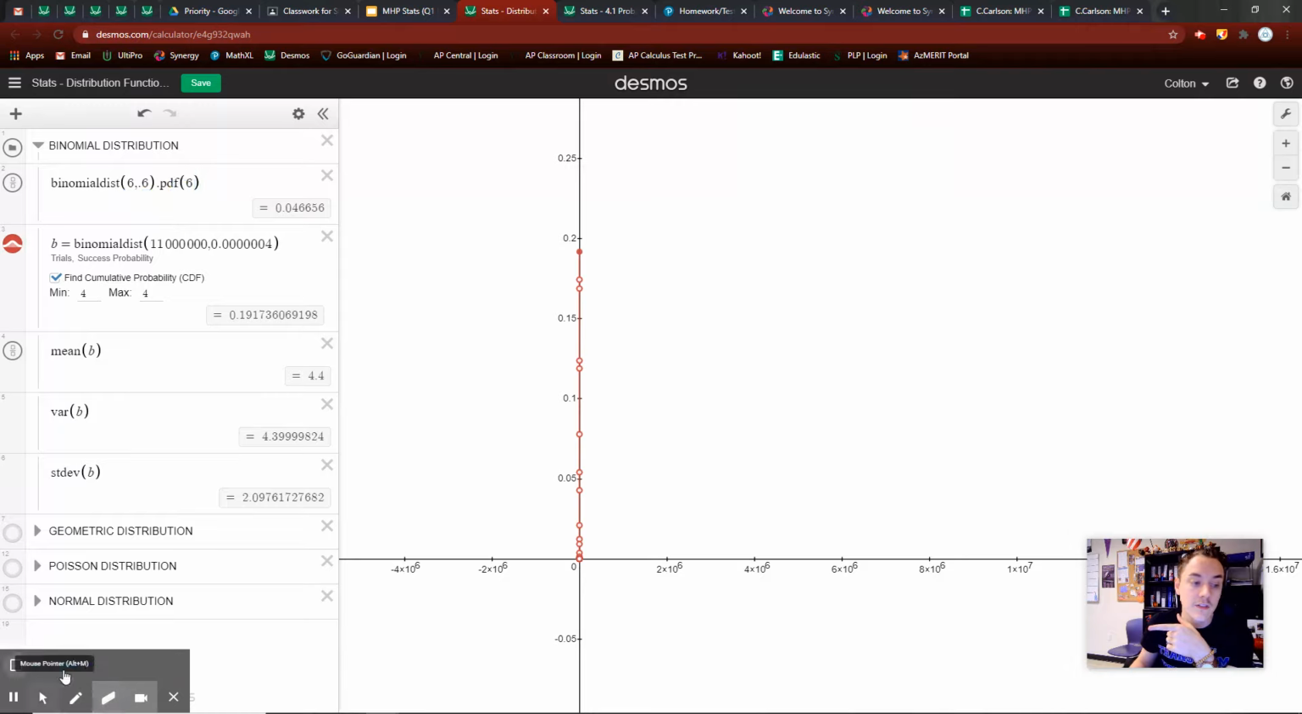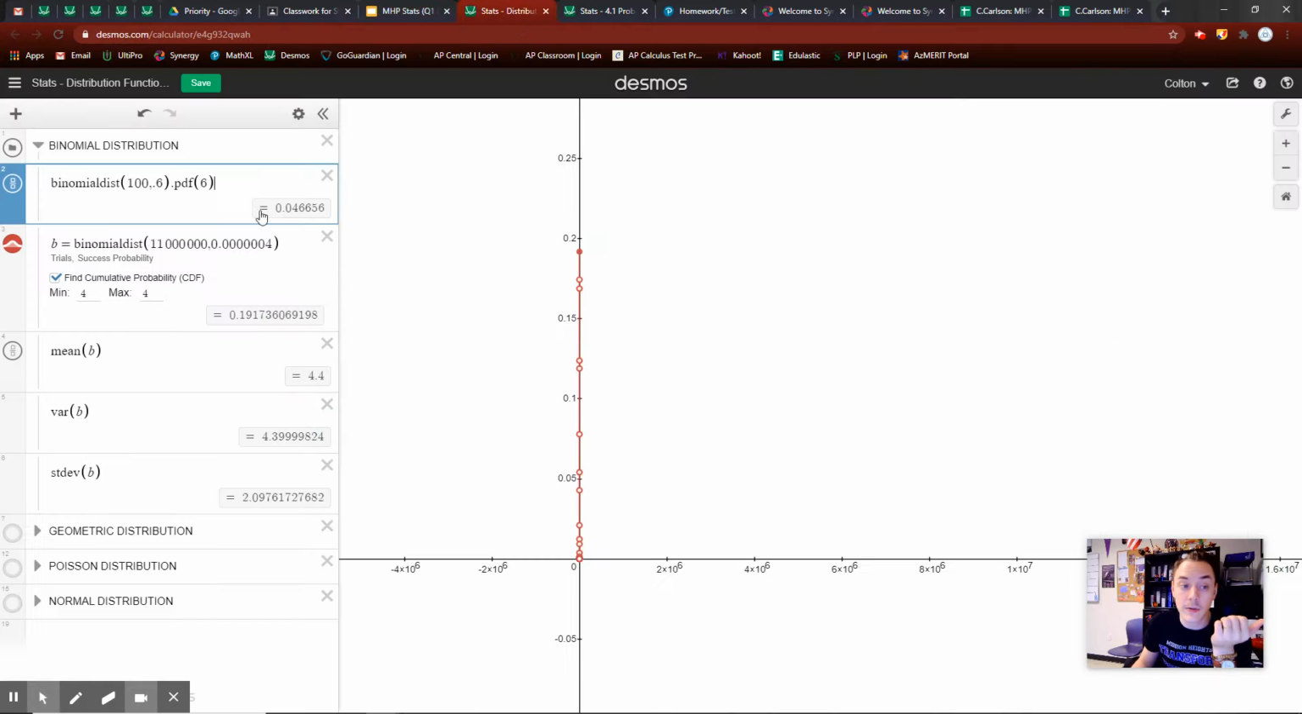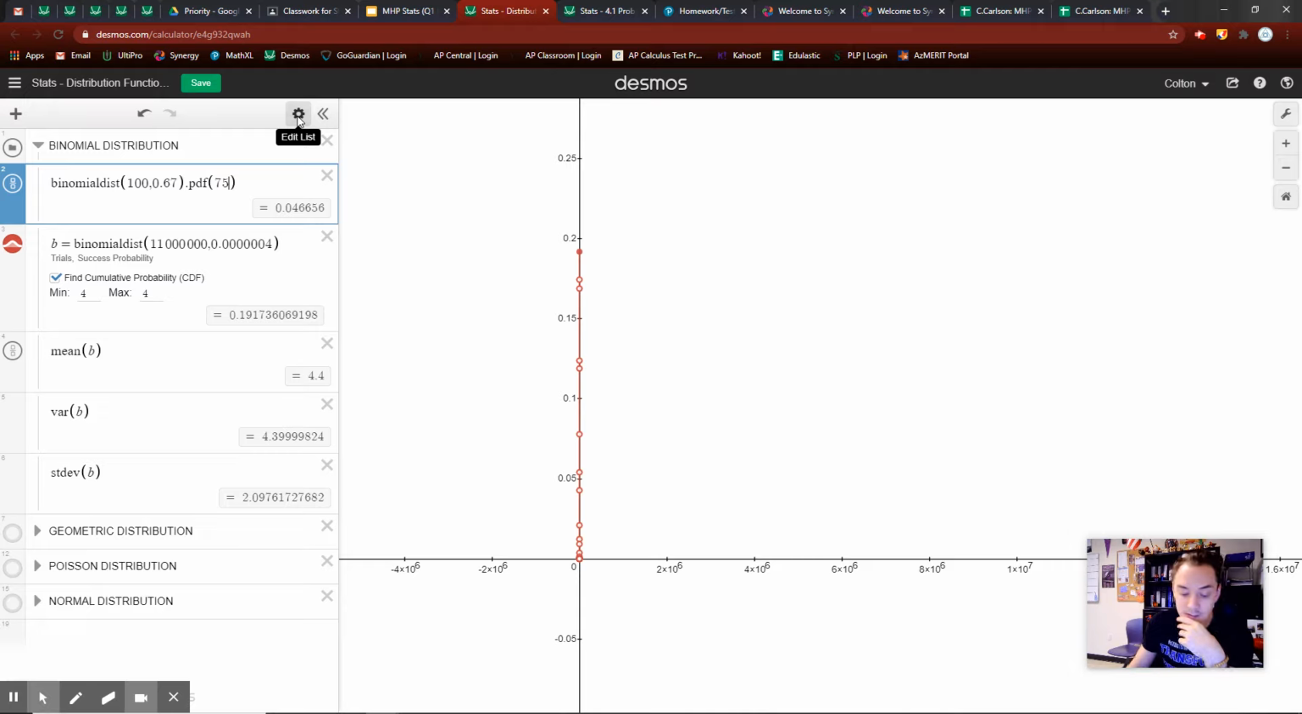Now, of course, those aren't the values I want. So what do I have to do? I have to change them. Well, my N was 100, 100 adults, right? My P was 0.67. That's my probability of success. And then my X I was interested in is exactly 75. So I go over here and I type in exactly 75. And that is how I would do it.